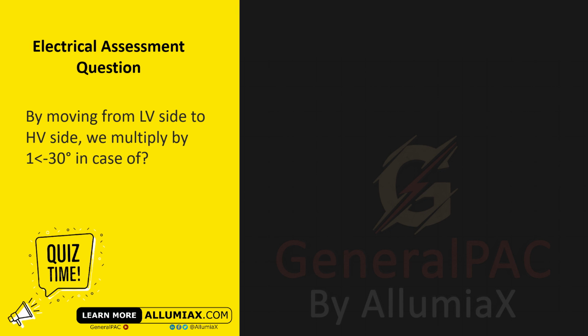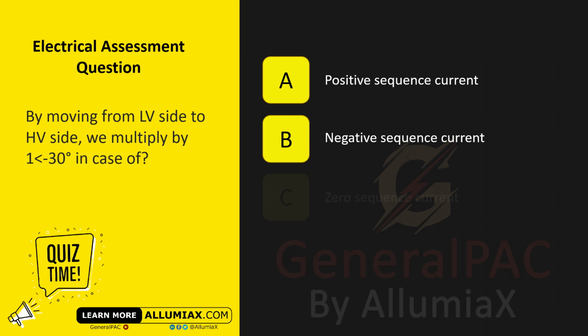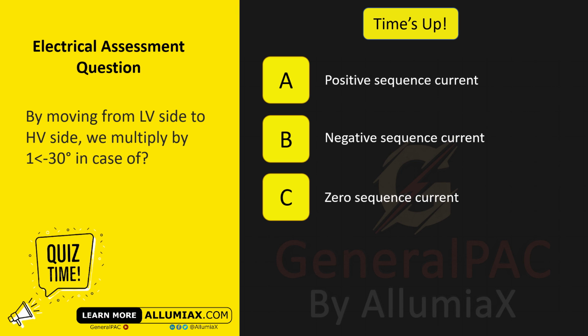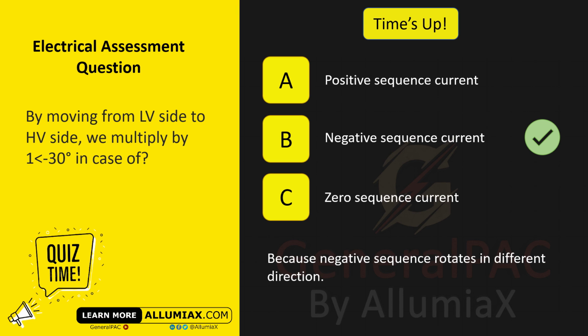By moving from low voltage side to high voltage side, we multiply by 1 at an angle of minus 30 degrees in case of A. Positive sequence current. B. Negative sequence current. C. Zero sequence current. Time's up. The answer is B. Negative sequence current, because negative sequence rotates in different direction.